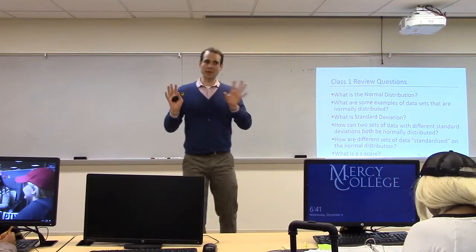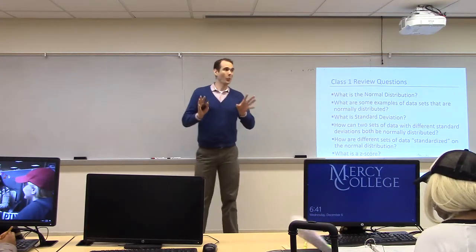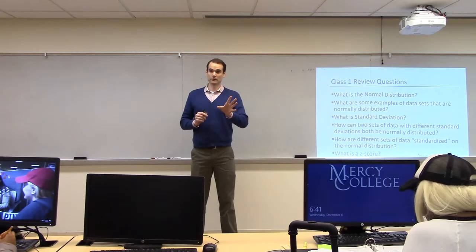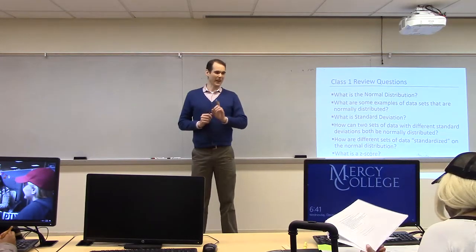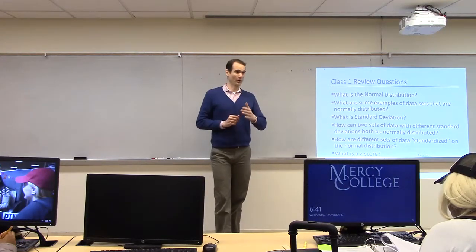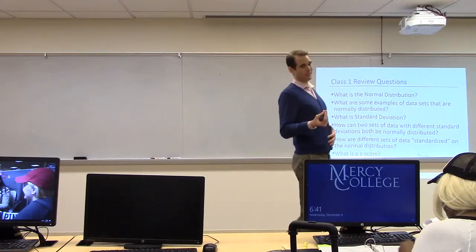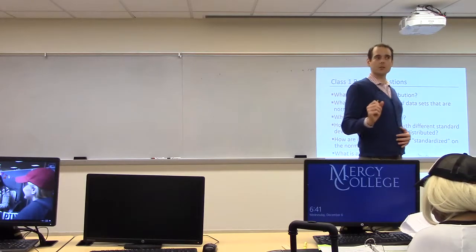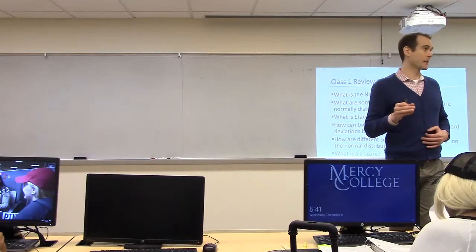Now, once we understand standard deviation and we understand normal distribution, what we can do is give each point of data a z-score. Remember, a z-score is the number of standard deviations any particular point of data is above or below the mean. If we have a super tall tree, it might have a z-score of 2.5. That means that particular tree is 2.5 standard deviations above the mean.